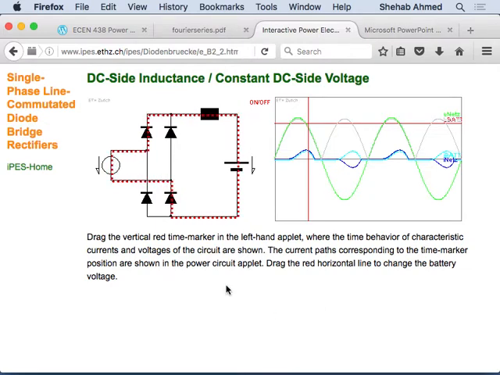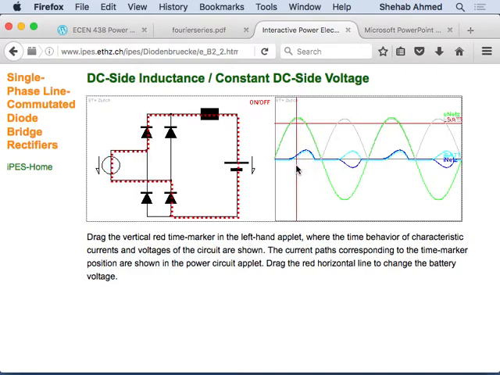Here they allow you to play with some of the parameters. They tell you to drag the vertical red time marker on the left-hand applet, where the time behavior of the current and voltage of the circuit are shown. If I drag it left and right, if current's not conducting, the DC voltage is all the way up here. Before the AC and DC voltages become equal to each other, there is no current conduction. Right here is where we expect the DC voltage and the AC voltage to be equal. Right beyond that, the AC voltage is a little higher, so we expect the circuit to start conducting current.